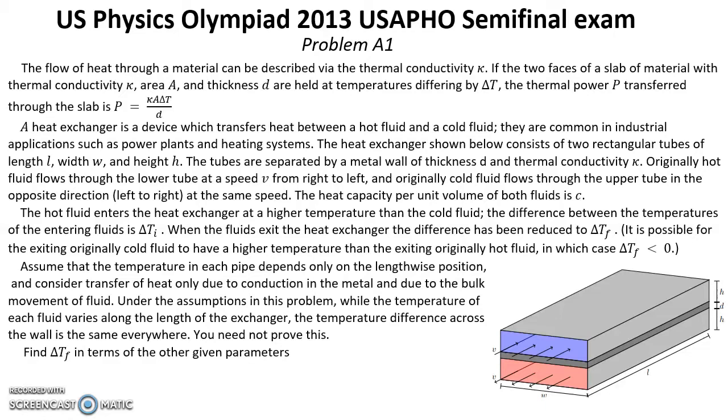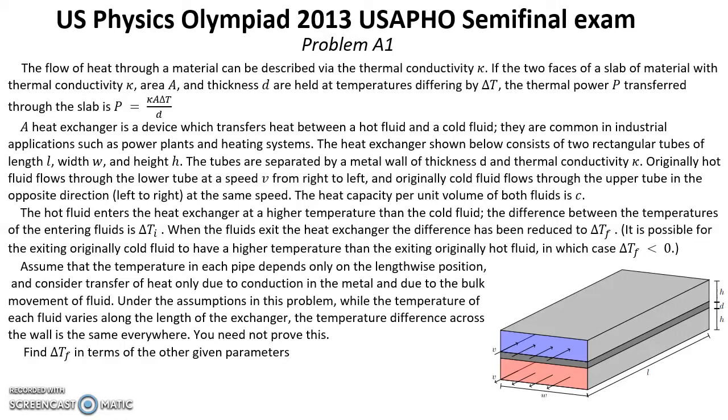Originally, hot fluid flows through the lower tube at speed v from right to left, and originally cold fluid flows through the upper tube in the opposite direction, left to right, at the same speed. The heat capacity per unit volume of both fluids is C. The hot fluid enters the heat exchanger at a higher temperature than the cold fluid. The difference between the temperatures of the entering fluids is delta T i.